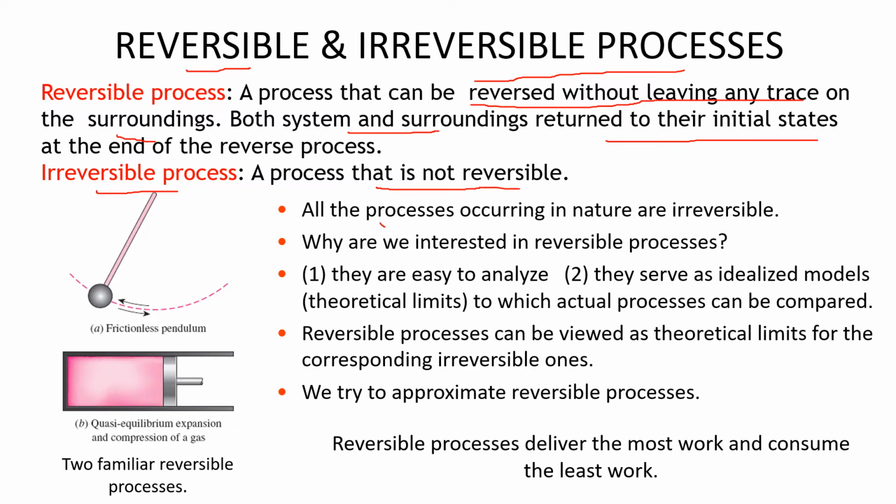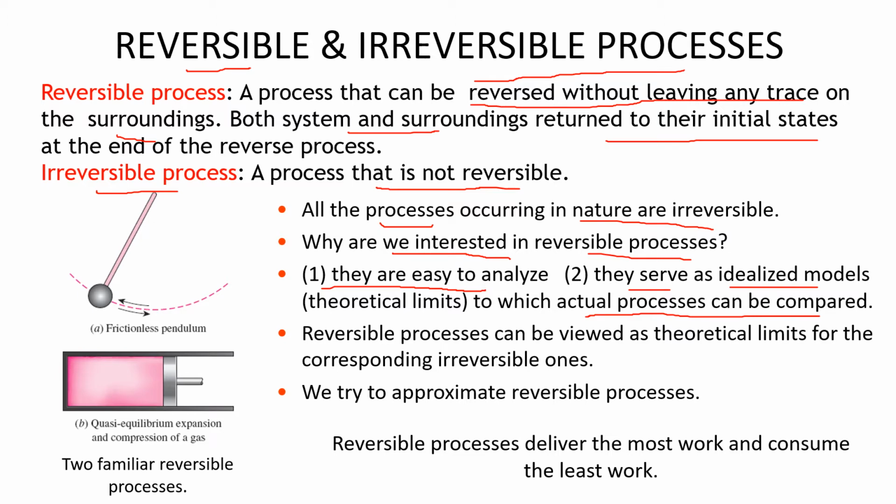Okay, all the processes occurring in nature are irreversible. So usually we wouldn't find any reversible process in real life. But why are we interested in a reversible process? One is because they are easy to analyze, and two is because they serve as idealized models, the theoretical limits with which actual processes can be compared.